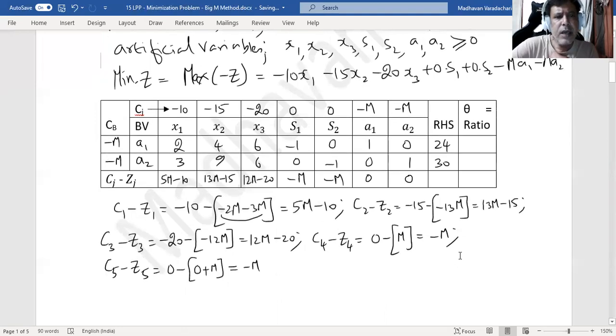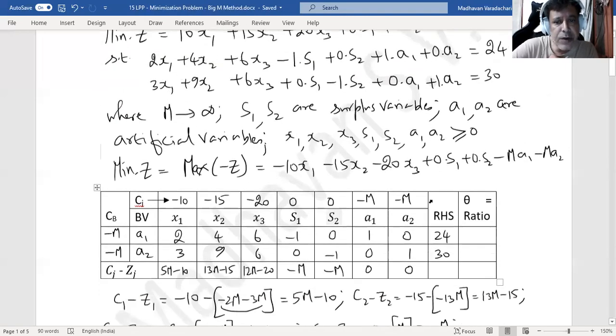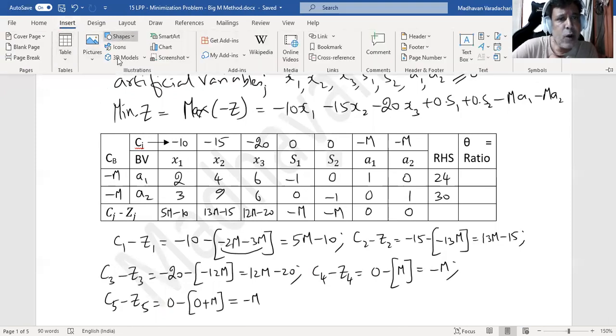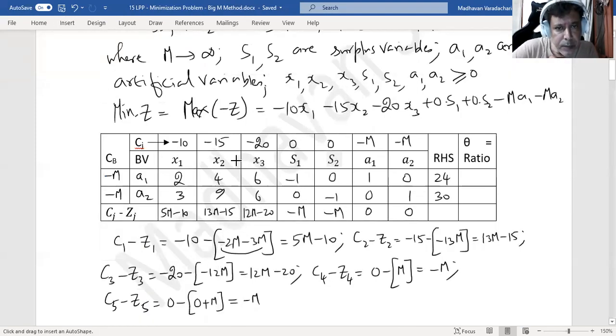Now, which is the most positive Cj minus Zj? Of course, this is negative because M is positive infinity. Here it is negative infinity, which means it is definitely not positive. These are all zeros, so I can ignore all this, right? Among these, 5M here, it is 13M, here it is 12M. Of course, the most positive will be 13M because 13 times infinity is much greater than 12 times infinity or 5 times infinity. So 13M will be the most positive. Let me put an inward arrow mark to that particular column, like this.